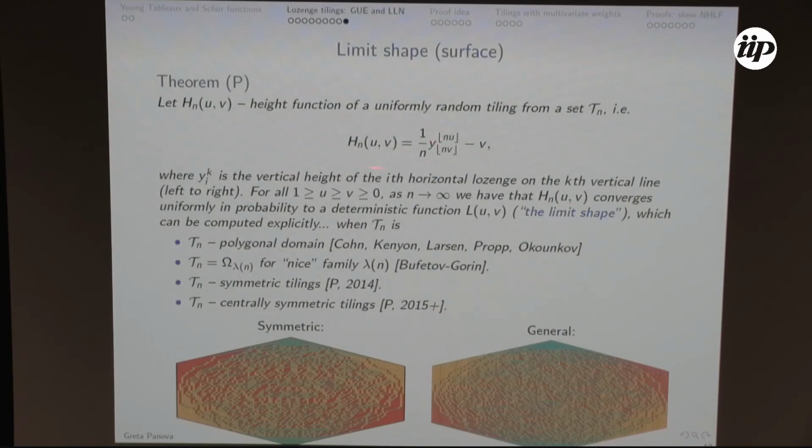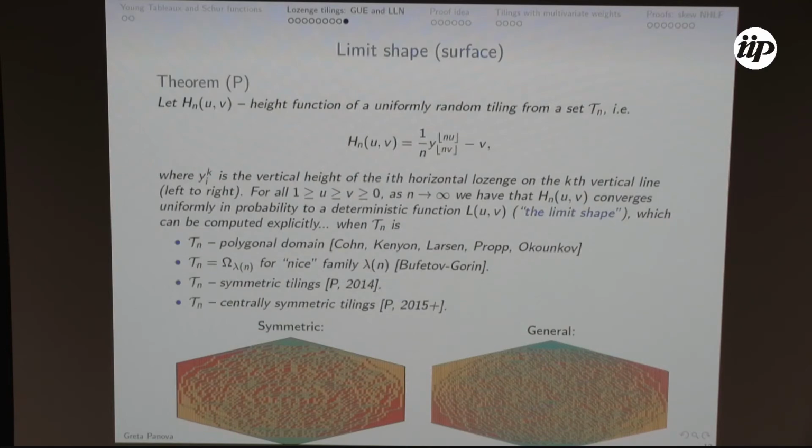One can introduce the height function, rescale everything by n, and then all the lozenge tilings, this height function converges uniformly in probability to a deterministic surface in R^3, and this is the limit surface.